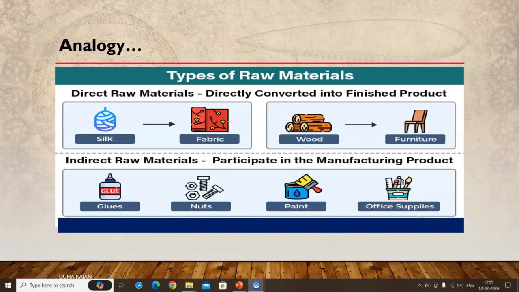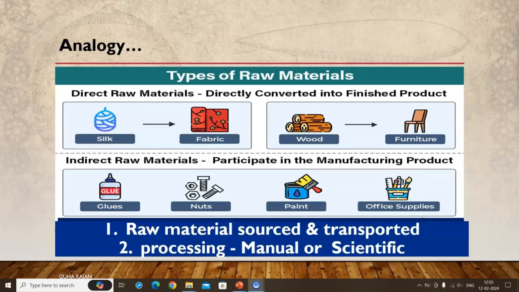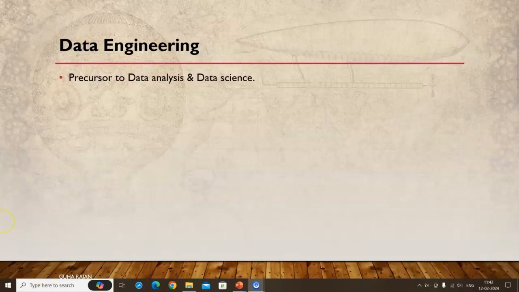So now you can take that to the actual example of data engineering. The raw material is sourced and transported, and then comes the processing. Keep this in mind when we discuss the actual difference between data engineering, data analysis, and data science as well. So what is data engineering? It is a precursor to data analytics and data science.